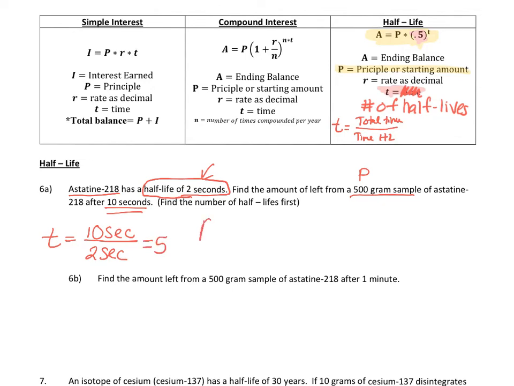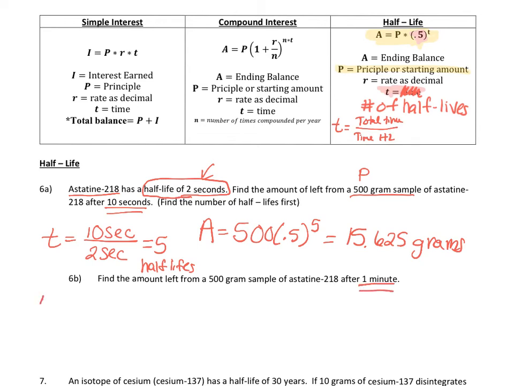Then I'm going to say A equals my principal amount, which was 500 grams, times 0.5 to the 5th power. Because again, my T is 5. And so after 5 half-lives happen, that's how many would happen in 10 seconds, I would have 15.625 grams left.